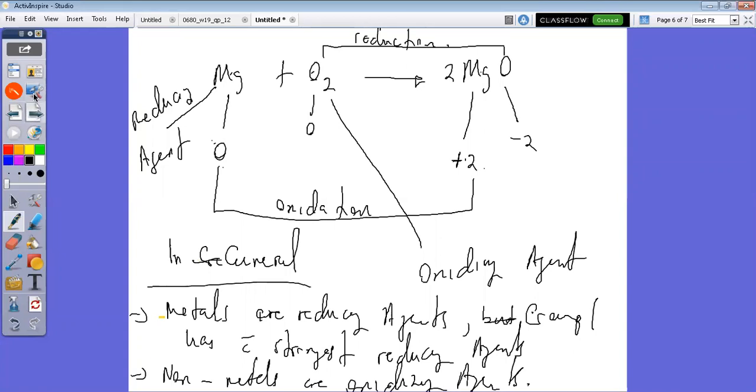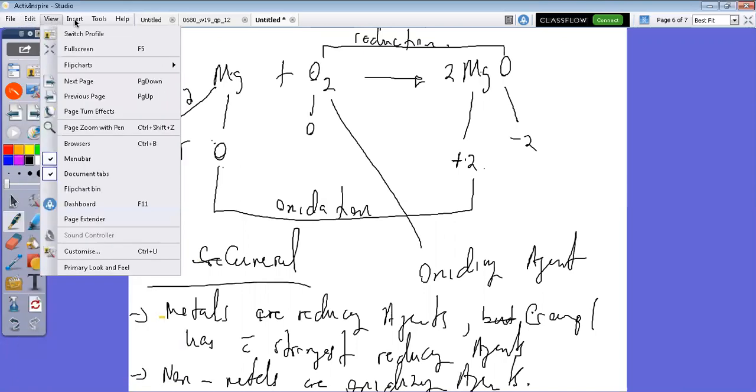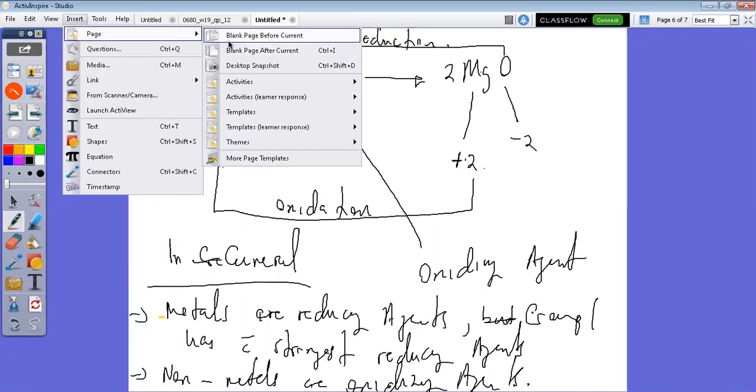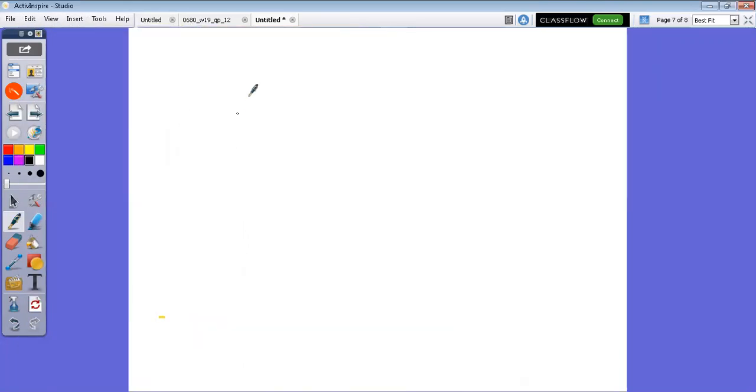Now let's look at another example which involves metals, a displacement reaction. Because the other metal is more reactive, then we apply our rules. So if we have copper sulfate plus zinc, because zinc is more reactive than copper, it displaces and reacts with the copper sulfate. So we have zinc sulfate plus copper, like that.